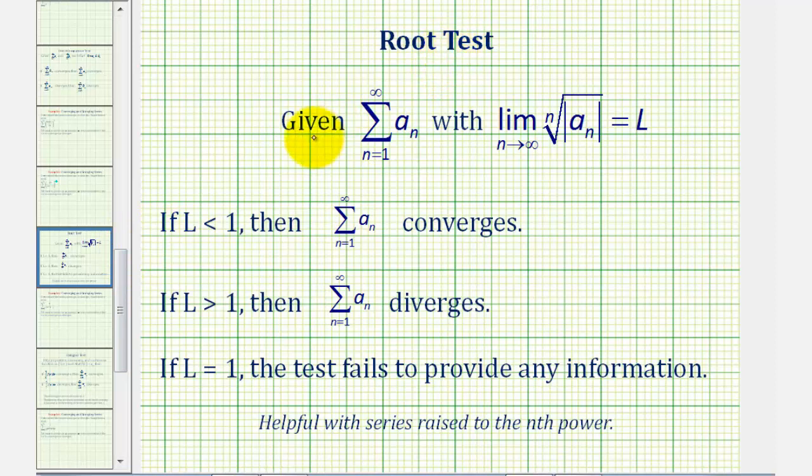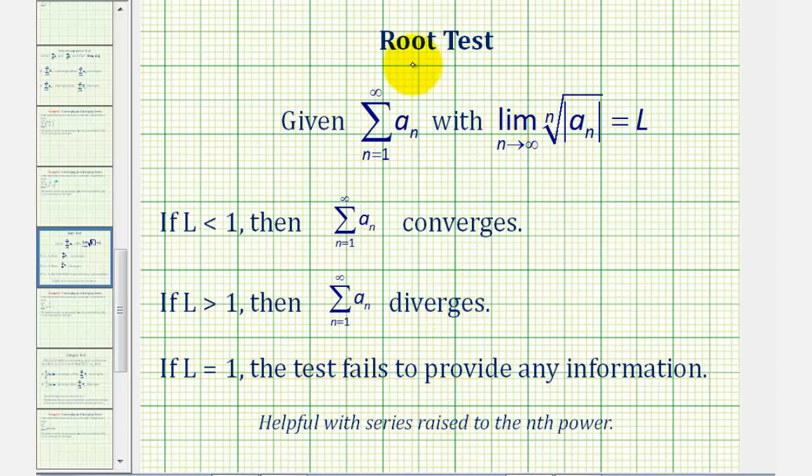For the root test, if we're given the sum of a sub n with the limit as n approaches infinity of the nth root of the absolute value of a sub n equals L, then the value of L can tell us whether the series converges, diverges, or if the test fails. If L, the value of the limit, is less than 1, then the sum of a sub n converges. If L is greater than 1, then the sum of a sub n diverges. And if L equals 1, the test fails, and we have to apply a different test.